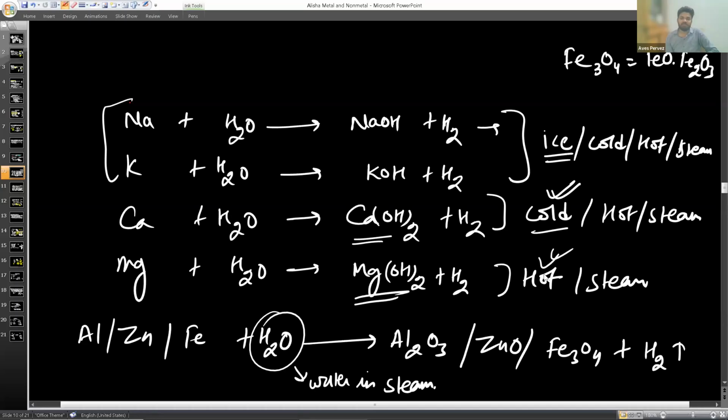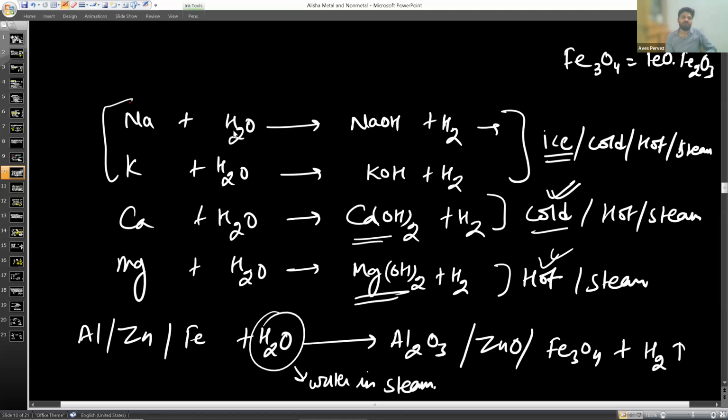Now, when metals react with water, they give you their respective hydroxide or oxide, in the case of these three metals, and produce hydrogen gas. So memorize this first, and then note it down. Their conditions are important. I'm going to ask you the conditions.